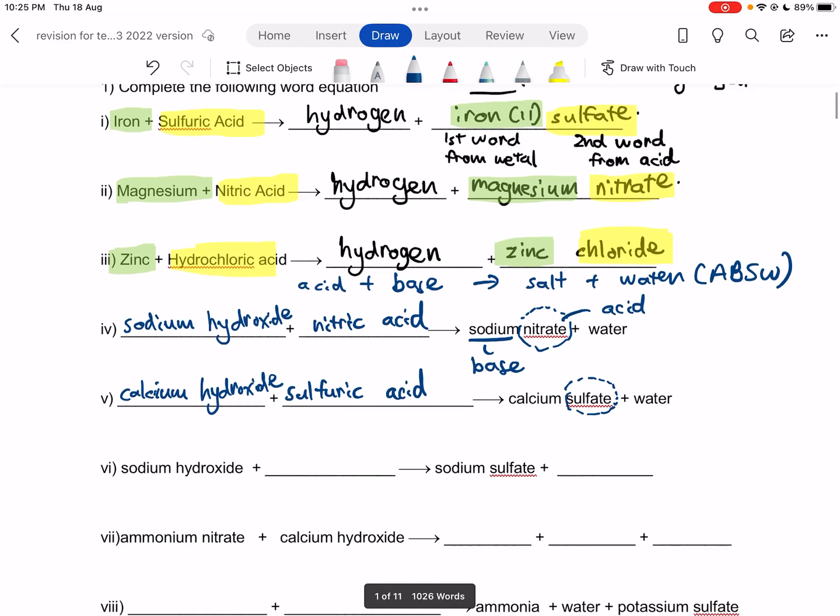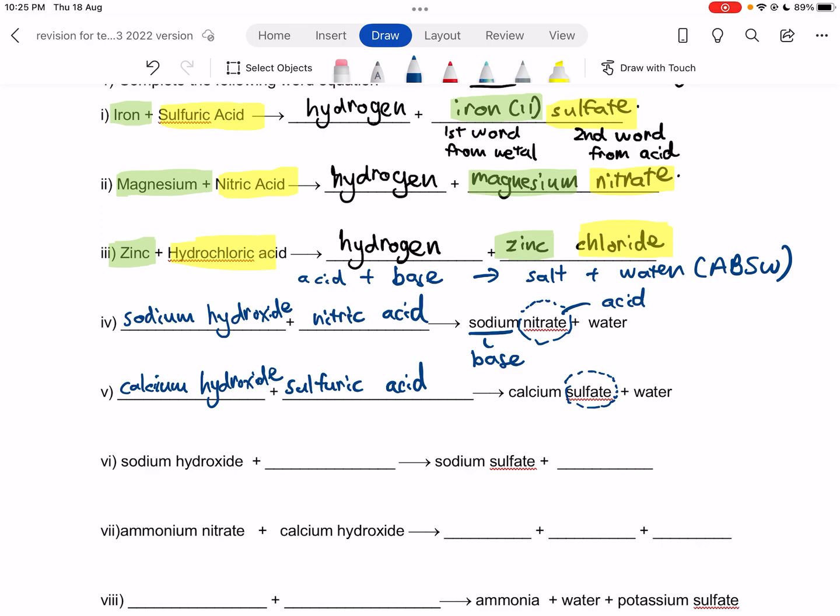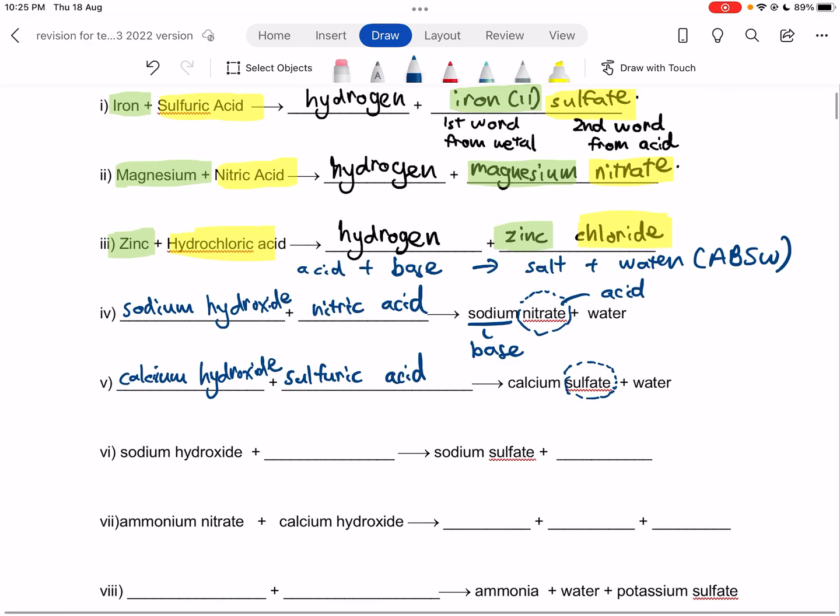Then the next one, sodium sulfate. The second word tells me about the acid, so that means this is actually sulfuric acid. And then the other product is water.